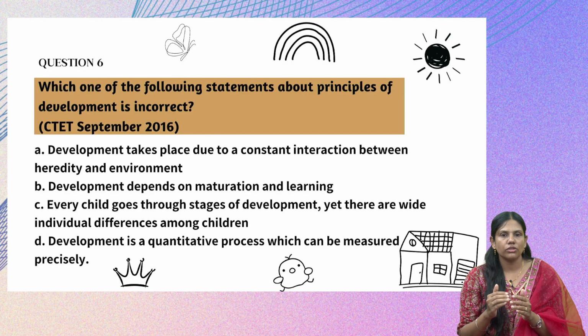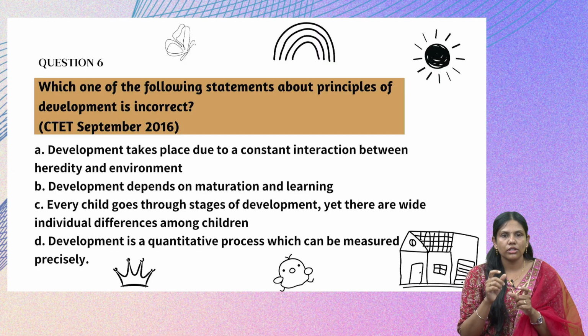Development takes place due to constant interaction between heredity and environment. Development depends on maturation and learning. Every child goes through stages of development, yet there are wide individual differences among children. Development is a quantitative process which can be measured precisely.